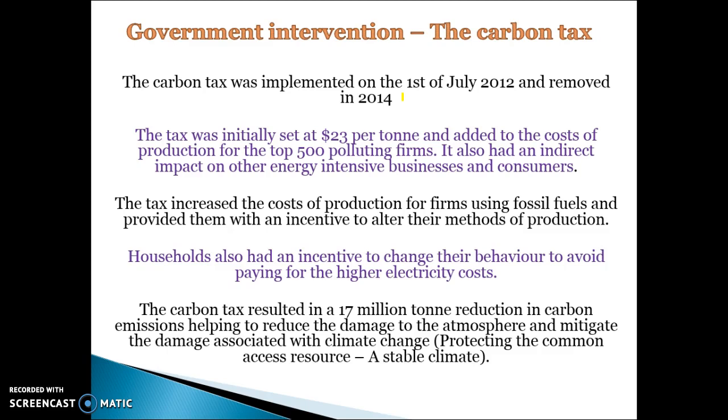The tax, even though it was levied on supply, then increased the cost of production for firms that use fossil fuels and provided them with an incentive to use other methods of production. So households, for example, had an incentive to change their behaviour to avoid paying higher electricity costs. The carbon tax resulted in a 17 million tonne reduction in carbon emissions, which helped to reduce the damage to the atmosphere and mitigate the impacts of climate change, which then helped to protect the common access resource. So the idea is that by limiting the effects of climate change and the emissions of carbon dioxide into the atmosphere, it helped to protect the common access resource, which is a stable climate.